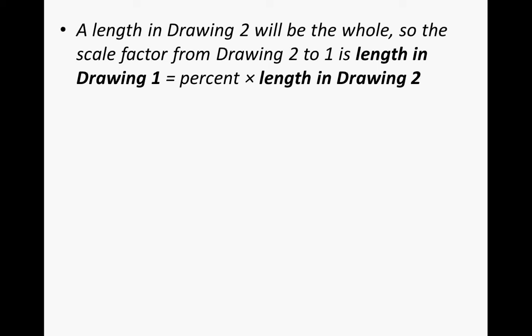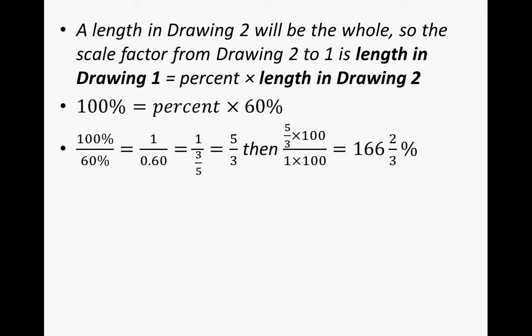So the scale factor from drawing 2 to 1 is, length in drawing 1 is equal to the percent times the length in drawing 2. So we would set it up as 100% is equal to the percent times 60%. So when we solve this, 100% over 60% is the same as 1 over 60 hundredths. When we get that into a complex fraction, that is 1 over 3/5. Well, to clear that out, 1 divided by 3/5 is the same as 5 over 3, or 5/3.